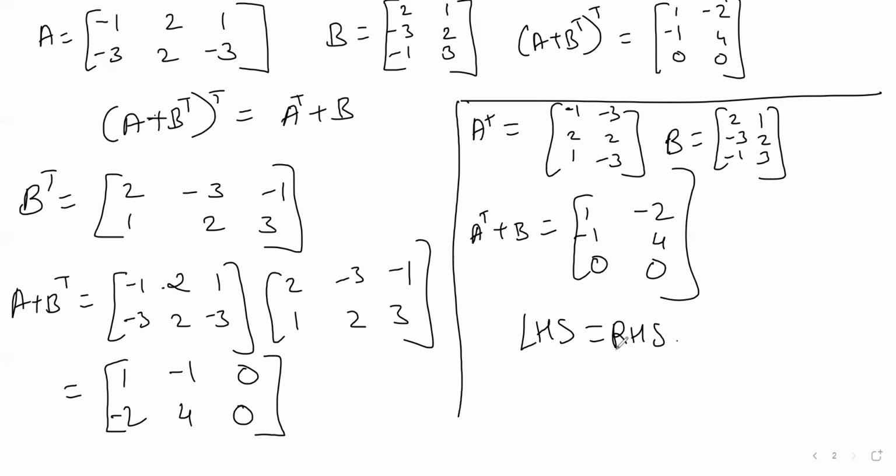Similarly, you will do the next one. Prove that A plus A transpose is a symmetric matrix and A minus A transpose is a skew symmetric matrix. So you are given A, you have to find its transpose, add and check whether it is symmetric, and subtract and check whether it is skew symmetric, for both.